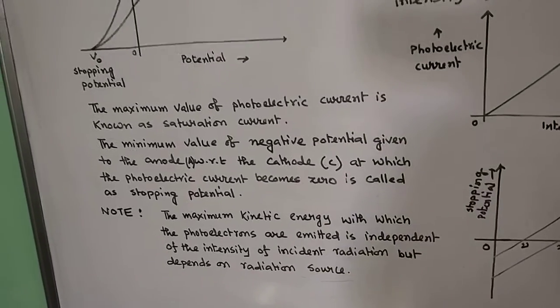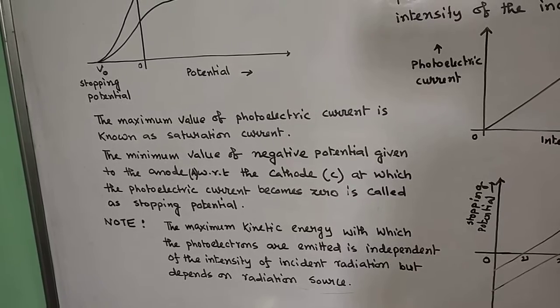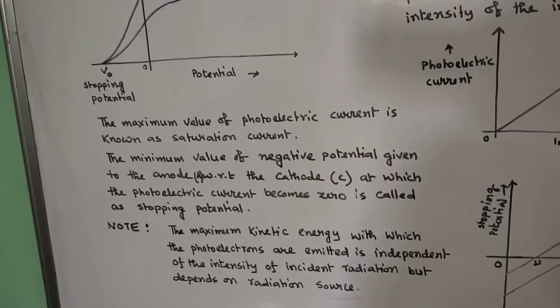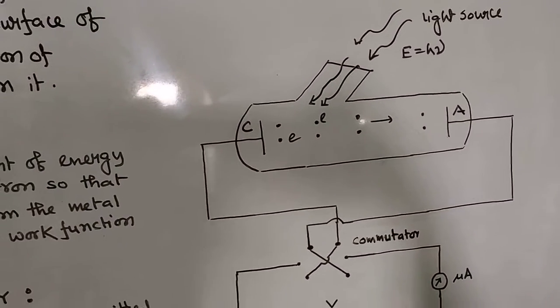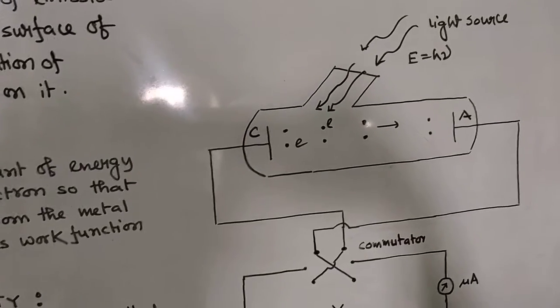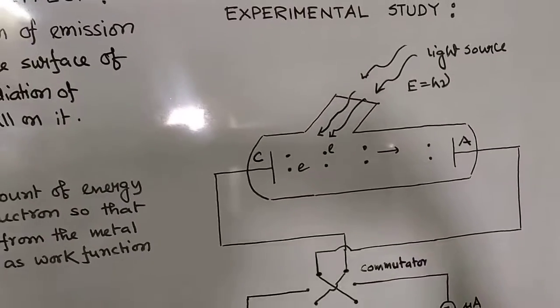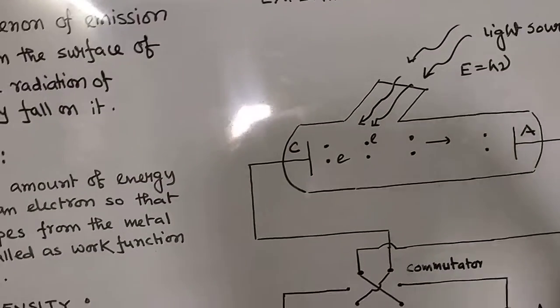Under the note you have written: the maximum kinetic energy with which the photoelectrons are emitted is independent of the intensity of incident radiation, but depends on the radiation source. If the radiation source has more energy, then the energy of the photoelectron will be high. The energy of the photoelectron will be high if the energy of the incident radiation is high.